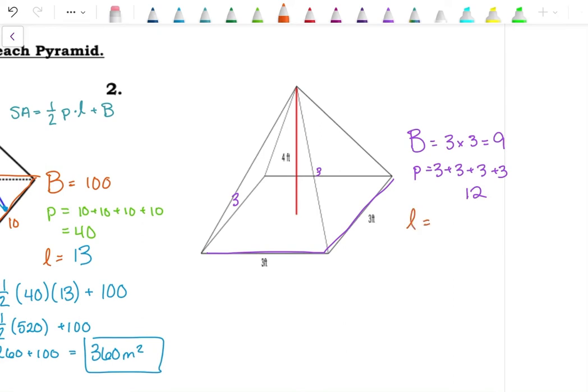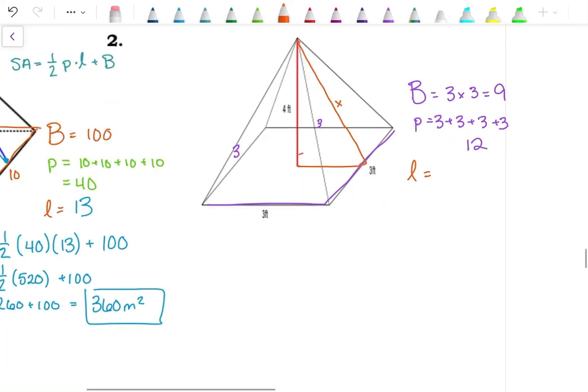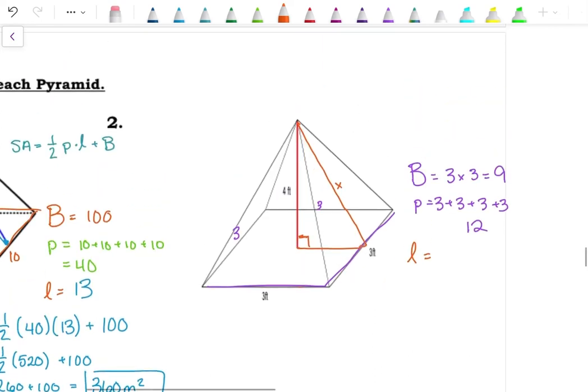So my slant height I'm going to get by doing a little bit of trickery, but I'm going to draw in a triangle right here and draw in my slant height. So my slant height is going to be this length right here. Now, what I just made is a right triangle. So if I want to find the missing side of a right triangle, a couple of things I can do. First is trig. Second is Pythagorean Theorem.